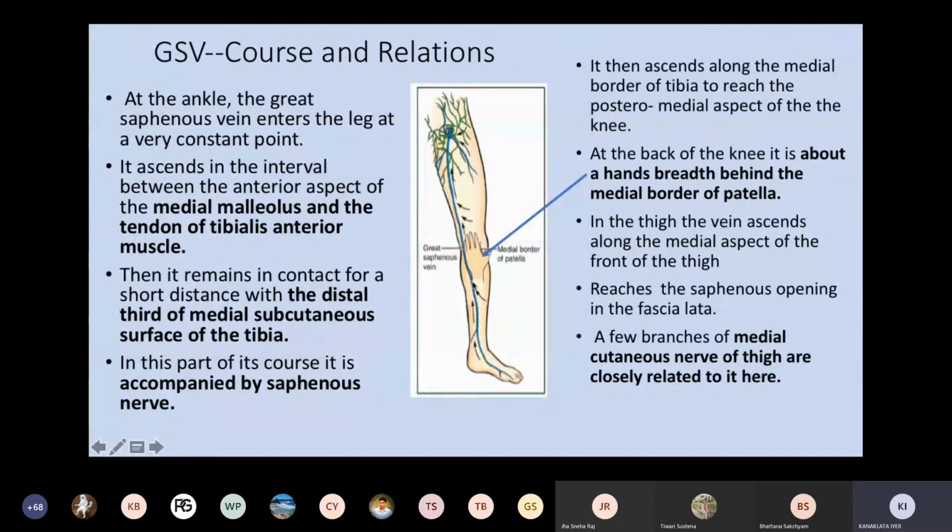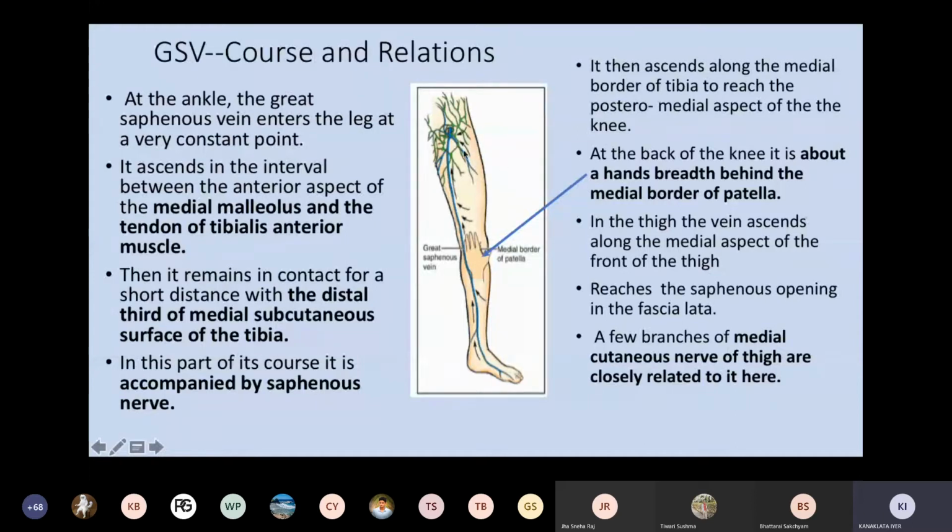As it is lying in the leg, it is accompanied by a nerve which is called the saphenous nerve. Saphenous nerve is a branch of which nerve? Femoral nerve. Good. And it is a cutaneous nerve and it will go to supply the medial side of the foot. As it travels up in the thigh, it is accompanied by the branches of the medial cutaneous nerve of the thigh, which is also a branch of the femoral nerve.